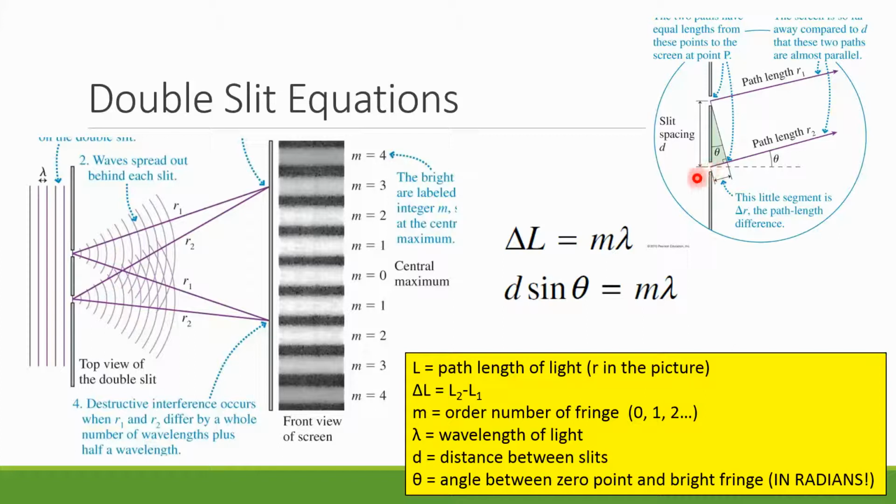So if I take d, the space between the slits, which is actually a very, very small number, times the sine of this angle, it will give me the number of the fringe times the wavelength of the light. So d is the distance between the slits, sine of theta is the sine of the angle, m is the number of the fringe, and lambda is the wavelength of the light. Now notice, this angle, when we do double slit problems, is going to be in radians. You need to set your calculator to radians, not degrees.